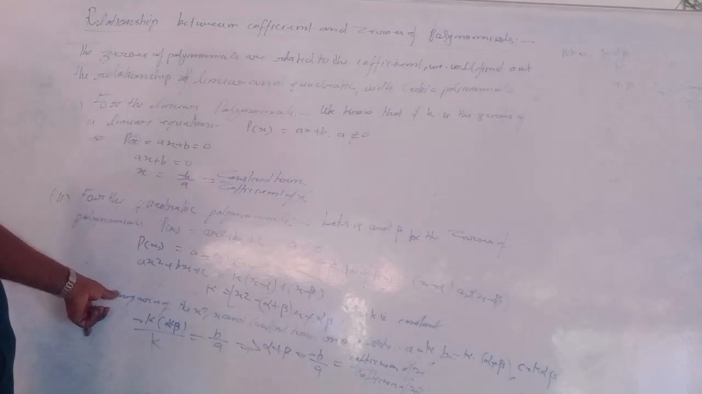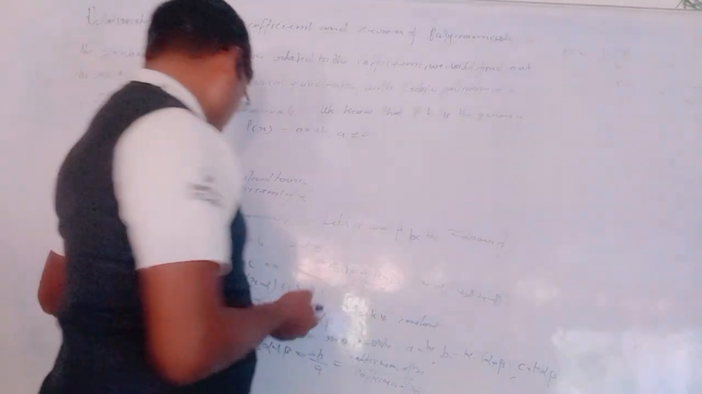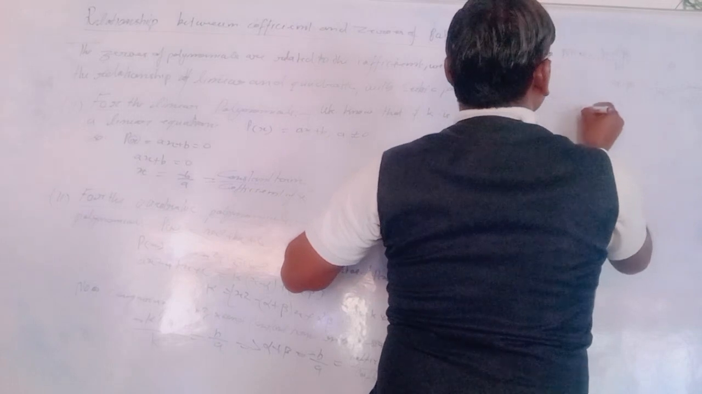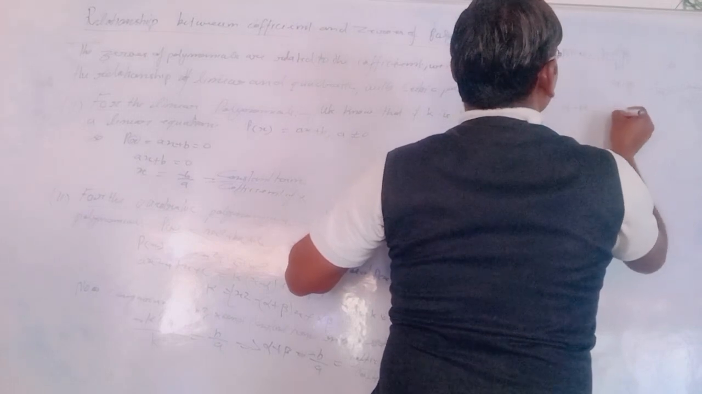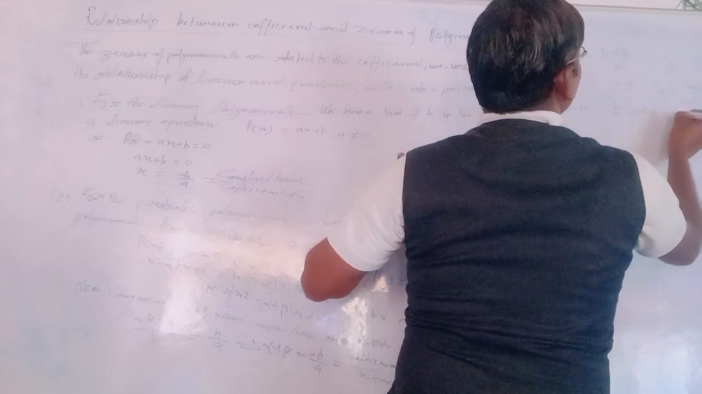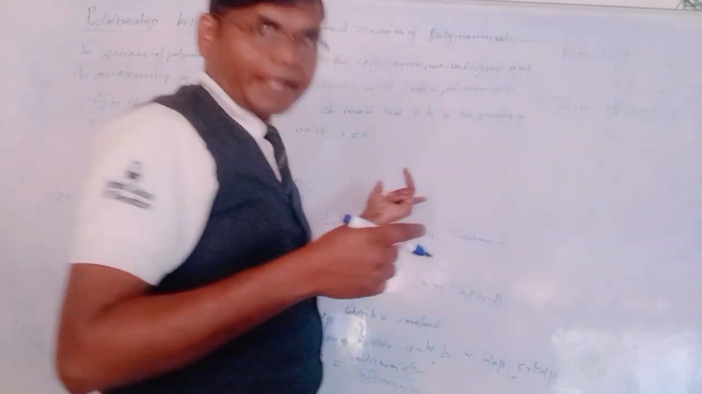Alpha into beta was equal to c by a. So constant term upon coefficient of x square. So alpha into beta, alpha plus beta: two formulas we have got here. Alpha plus beta is equal to minus b by a, and alpha into beta is equal to c by a. These are the formulas for the quadratic equations.